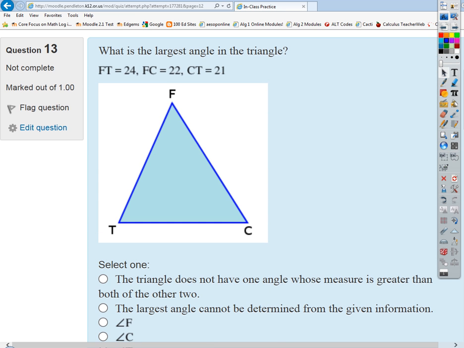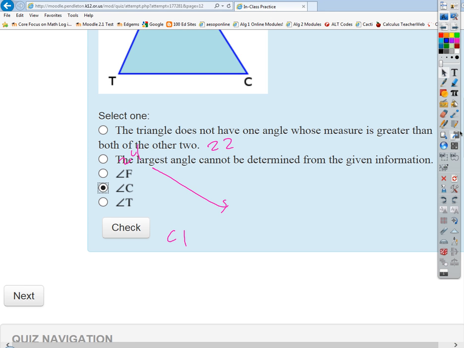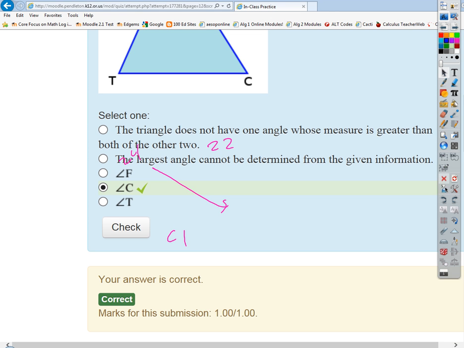And then, similar to that, if it asks me sort of the opposite question, if it gives me the 3 side lengths and I want to find the largest angle, which one's that going to be? In fact, we can do this one real quick. If FT is 24, FC is 22, CT is 21, what's the biggest angle? Angle C, right? Because that's opposite the longest side. Okay, so angle C, check, got it.